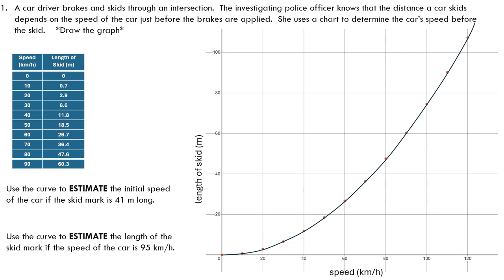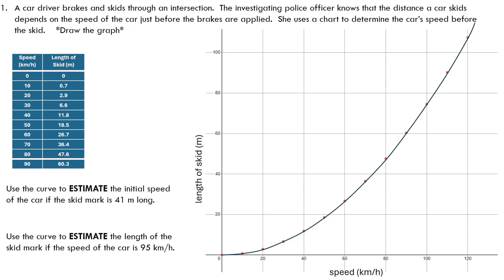All right, a car driver brakes and skids through an intersection. The investigating police officer knows that the distance a car skids depends on the speed of the car just before the brakes are applied. She uses a chart to determine the car's speed before the skid. Draw the graph. All right, a little traffic accident forensics here.